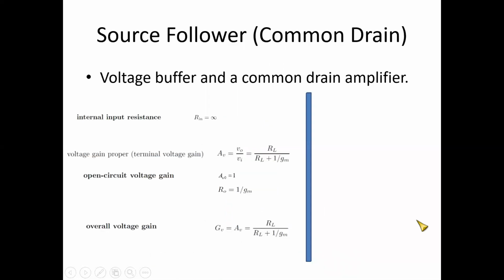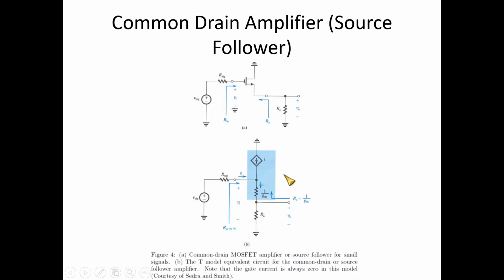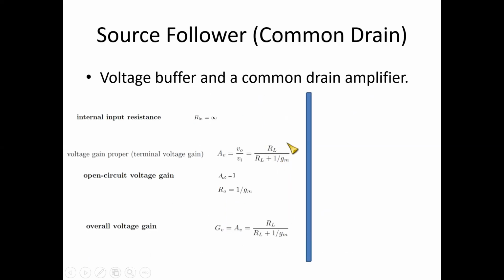So we are going to get the value of the AV to be equal to RL divided by 1 by GM plus RL, and that will be the equivalent value of RL divided by RL plus 1 by GM. This value is approximately equal to 1 because 1 by GM is much smaller than RL, and hence you can neglect this, and then we'll get RL by RL is equal to 1. So AV naught is approximately equal to 1.